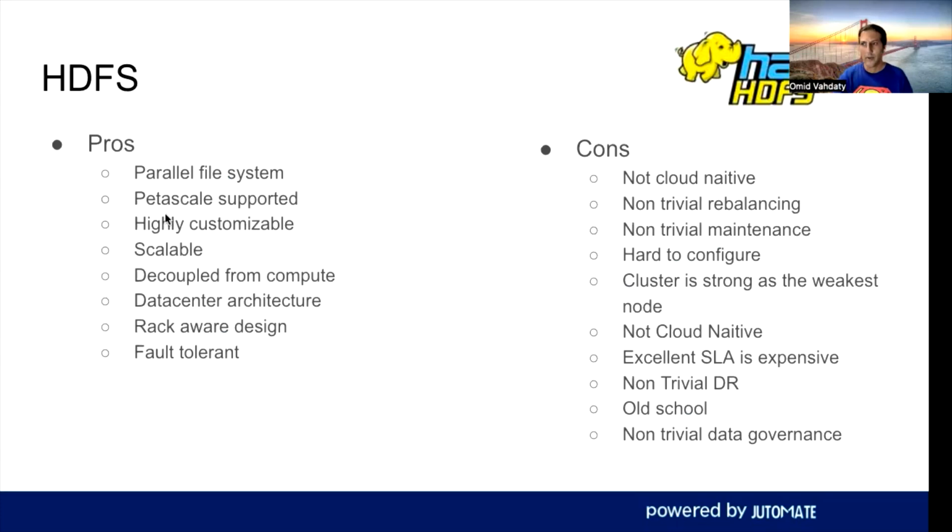Okay. So it's petascale supported, meaning you can support as much data as you need on a Hadoop file system. And it's highly customizable and very scalable. It's decoupled from your compute. You can only save the data on HDFS. There's no processing; the processing is done by the compute. If you remember the architecture of Hadoop, we talked about compute, storage, and resource management. So it's decoupled from the compute, and it's essentially designed for data center architecture.